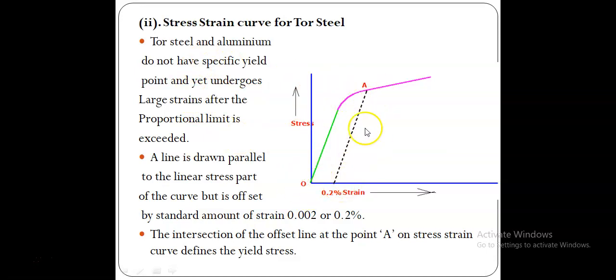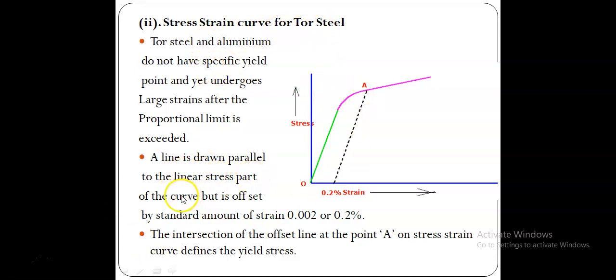We draw a line parallel to the straight line portion of the stress strain curve, which cuts a point A on the stress strain curve; that is the yield stress. So which point is to be chosen? We choose 0.2% strain in order to draw the offset line parallel to the straight line. So the stress corresponding to the 0.2% strain is called the yield stress as far as tor steel is concerned.